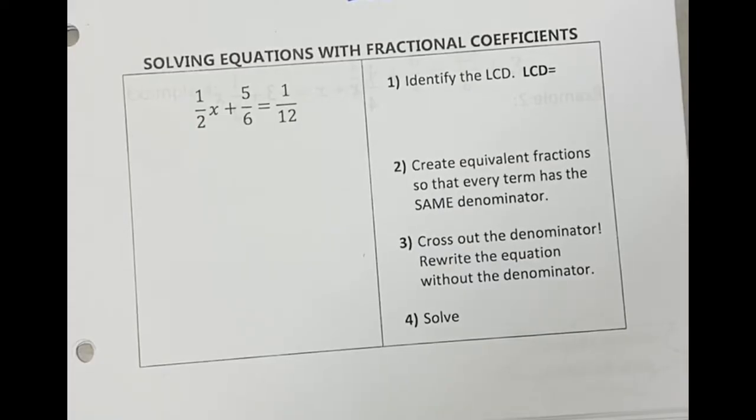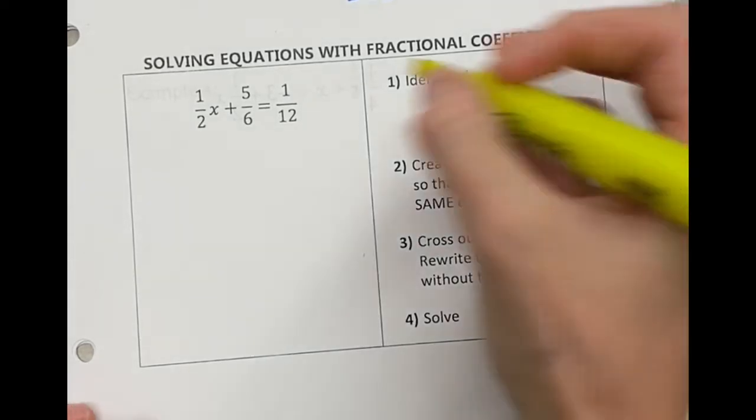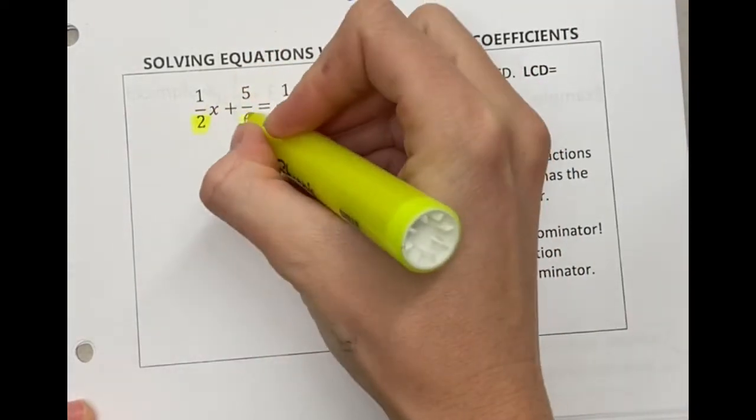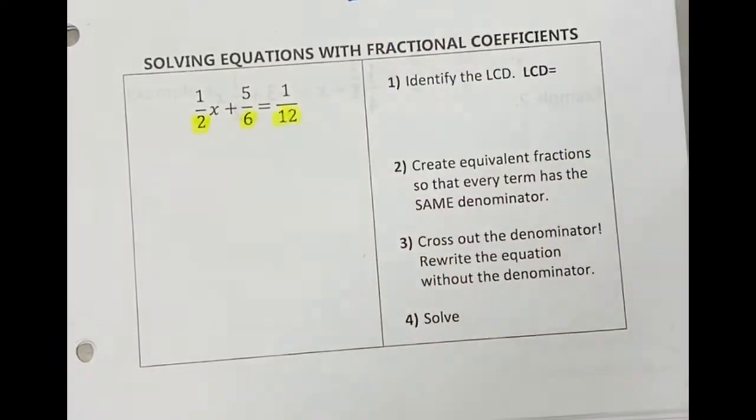So looking at solving equations with fractional coefficients, the first thing we need to do is, don't let the fractions scare you. We're just going to look at the denominators, and we're going to find our least common denominator. So I have a 2 in my denominator, a 6 in my denominator, and a 12. So I'm going to find my least common denominator there.